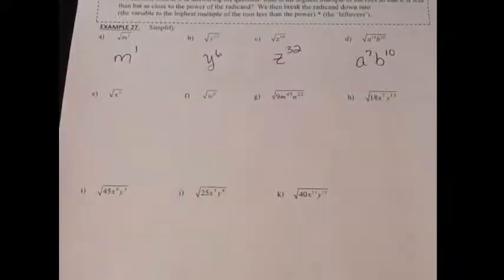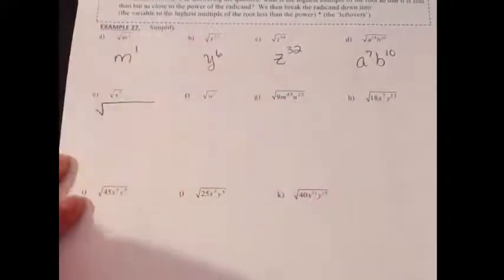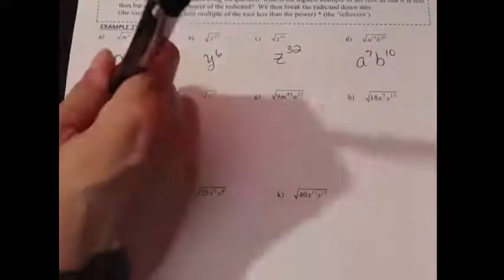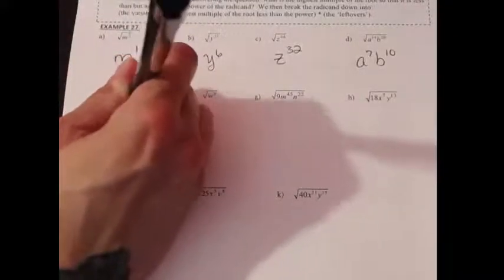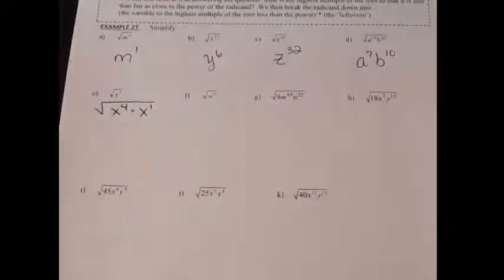But that just means I'm going to rewrite it just like I did with the square root of a constant. The square root of x to the 5th can be rewritten as the square root of x to the 4th times x to the 1st. X to the 4th times x to the 1st is x to the 5th. Product rule: keep the base, add the powers.